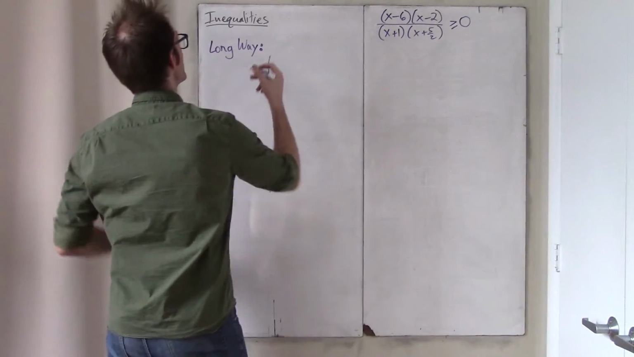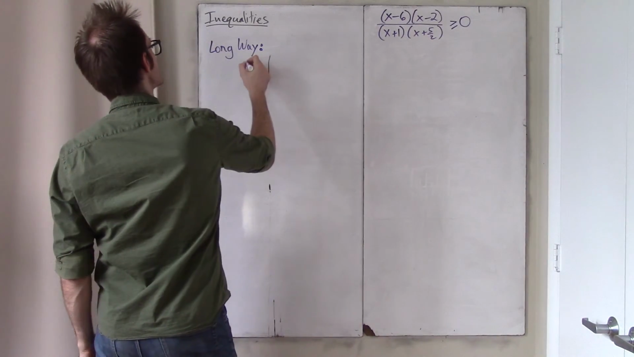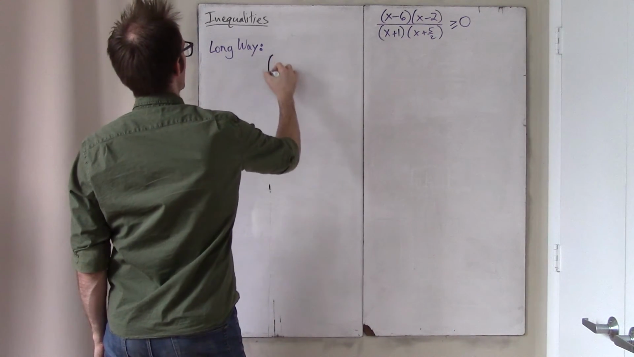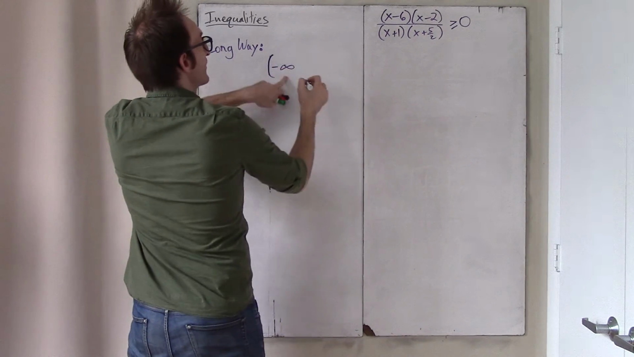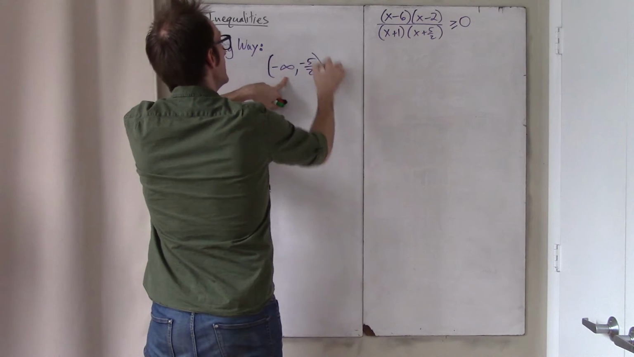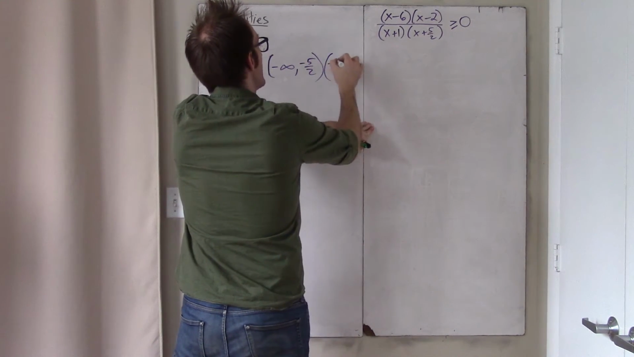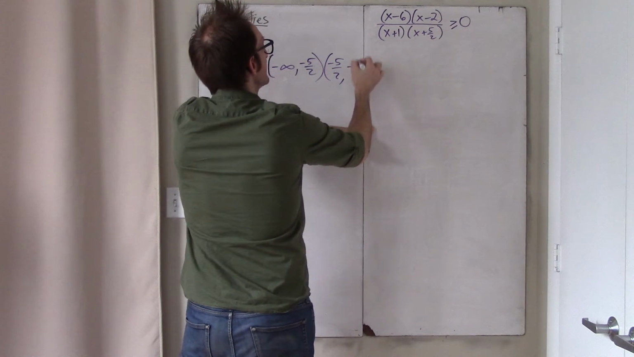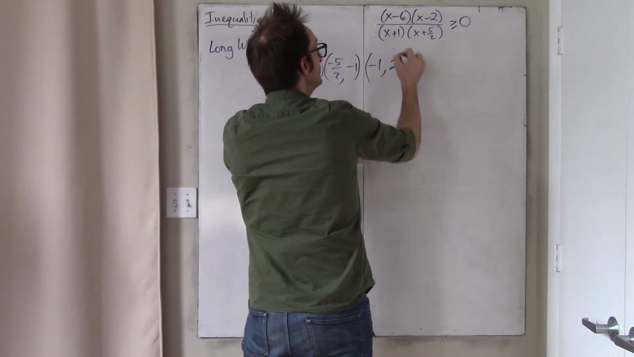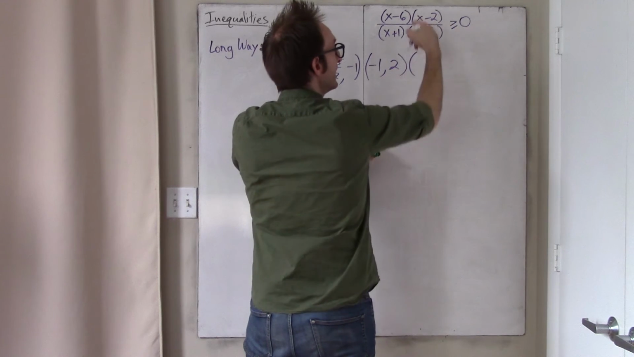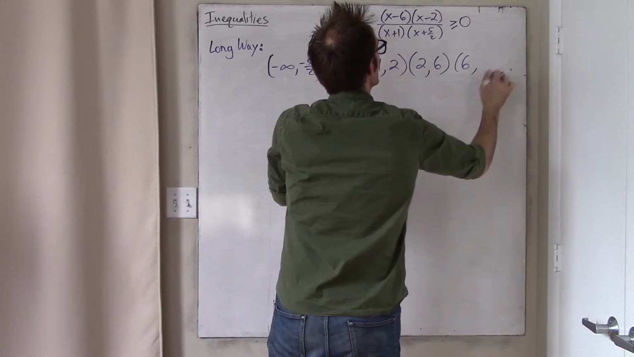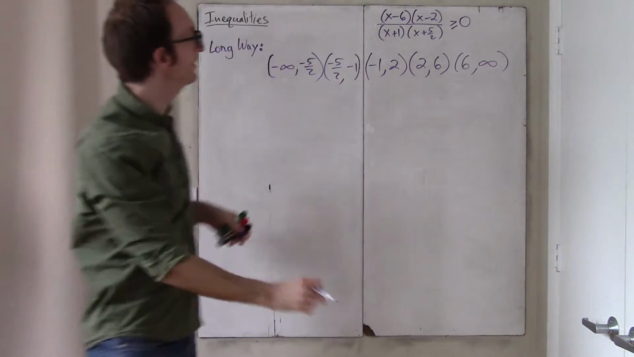And what we say is, let's consider all the relevant numbers. One set of numbers is all the numbers from negative infinity to negative 5/2. Another set is all the numbers from negative 5/2 to negative 1. Another set is all the numbers from negative 1 to 2. Another is all the numbers from 2 to 6. And then there are all the numbers from 6 to infinity. That covers the entire number line.